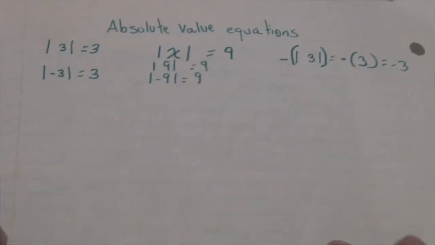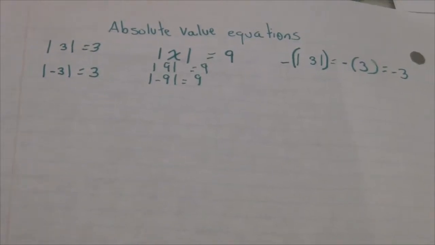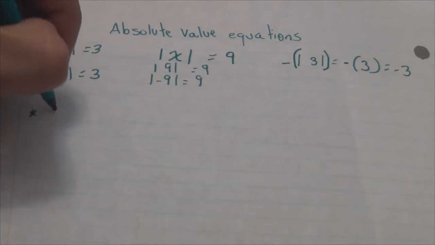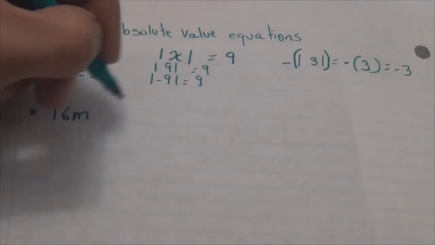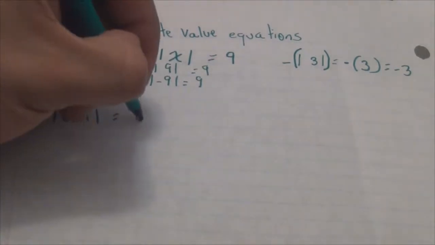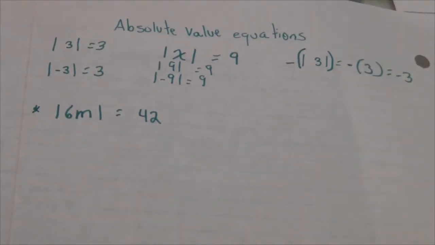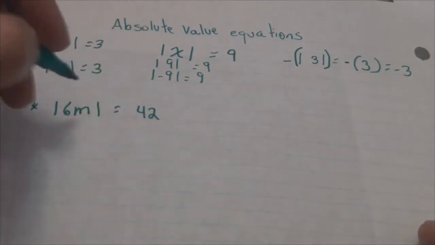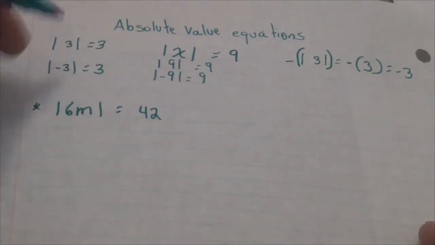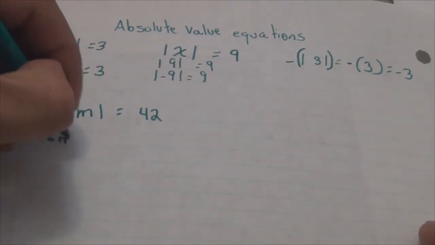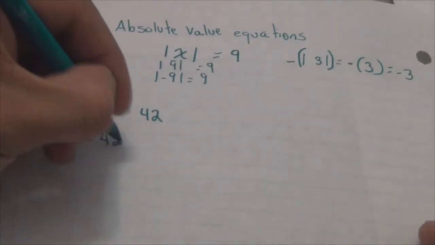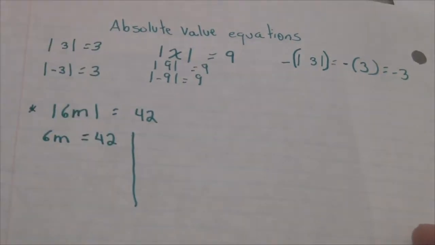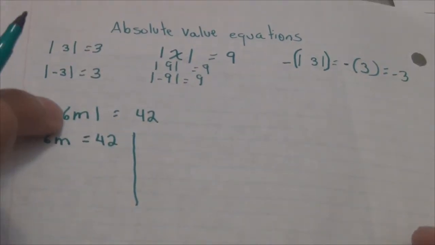Now let's do some damage. Let's solve absolute value equations. The first one, let's say we have the absolute value of 6m equaling 42. So what does this mean? This creates two scenarios. One where you just write what you see, 6m equaling 42, and the other scenario where you have the thing inside.